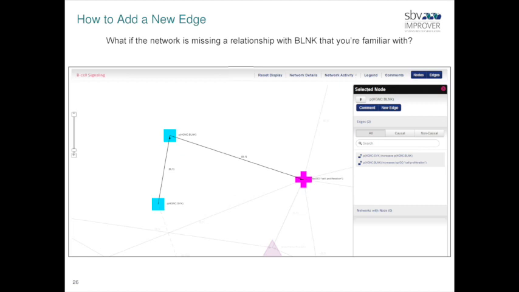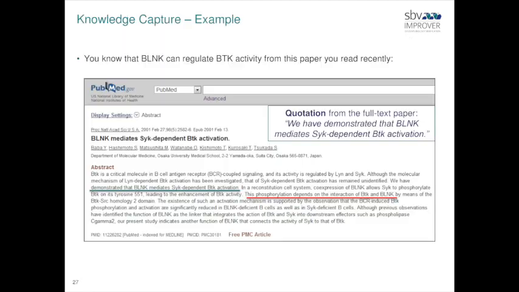And so generally, if we're really interested in this BLNK protein, we're left with the question of what if the network is missing a relationship with BLNK that you're already familiar with. The way you would add an additional edge to the network here, let's say in this example, we found a specific publication from PNAS in 2001 that BLNK mediates SYK-dependent BTK activation.